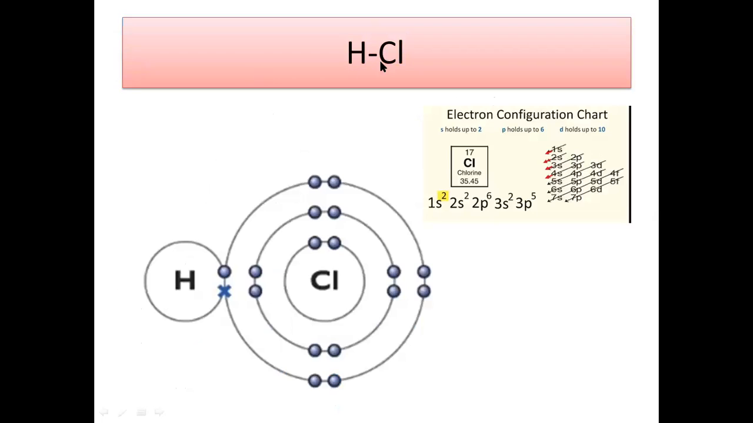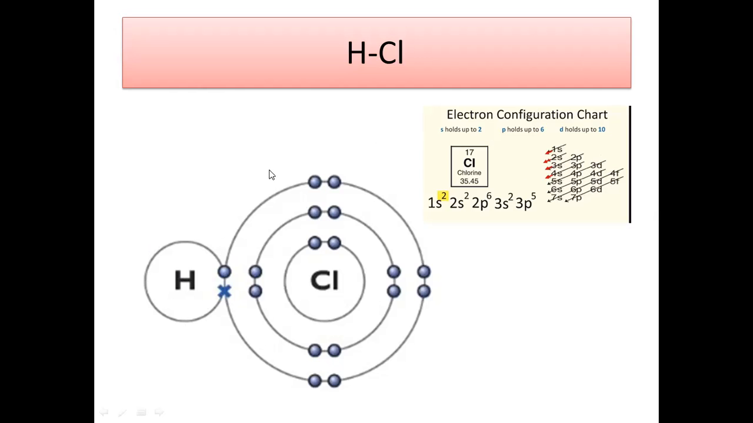Another example is the HCl molecule. This is also a covalent bond between hydrogen and Cl. Hydrogen has 1 electron, and there are 7 valence electrons in the chlorine atom. So the chlorine atom needs 1 electron to complete its octet, and similarly, the hydrogen atom needs 1 electron to complete its first shell, because the maximum number of electrons in the first shell is 2.